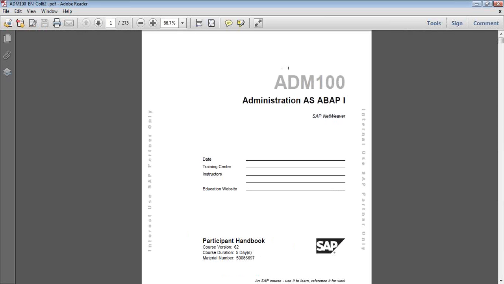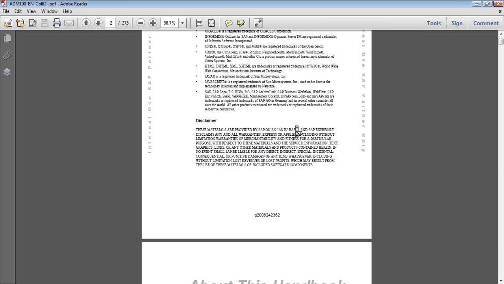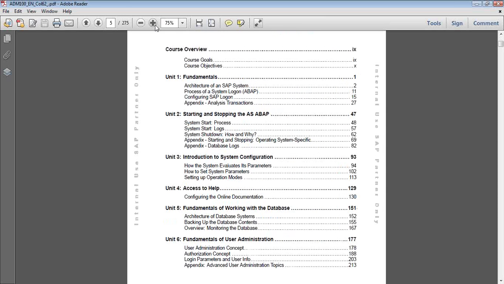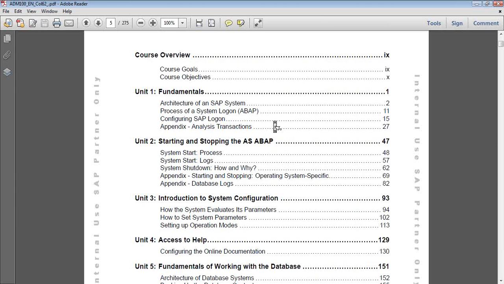So actually, ADM100 is a course which you are supposed to know if you want to be a basis administrator. ADM100 is like the Bible for any basis person. I'll walk through the contents which you are required to understand. These are the prime topics which you will have completely covered by the end of your course or before starting your job as a basis administrator. I'll give you a brief introduction about each and every topic, and since we'll be working on this course, I have taken this one instead of some random presentation. I hope that will work.